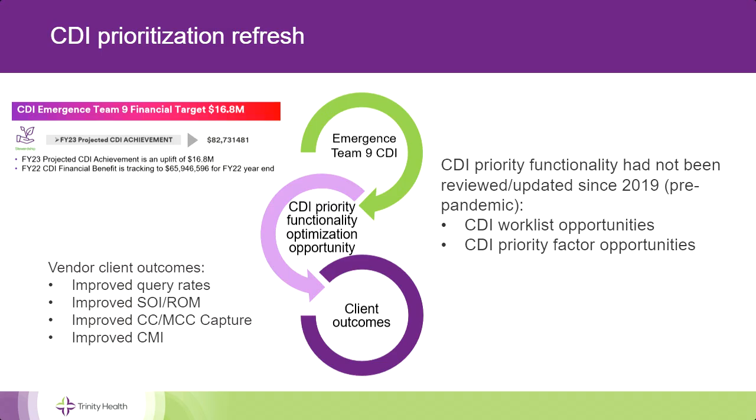Hi, thanks, Judy. Well, I'm excited to share the prioritization refresh that we did at the beginning of our fiscal year 23. And one of the primary reasons, as Judy had noted, is we had that significant uplift target of $16.8 million to achieve, and we knew we needed to do something different. We also had not reviewed our priority functionalities since 2019. We felt we had opportunity with both our work list and our priority factors.